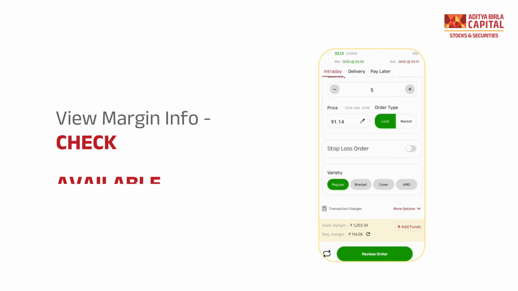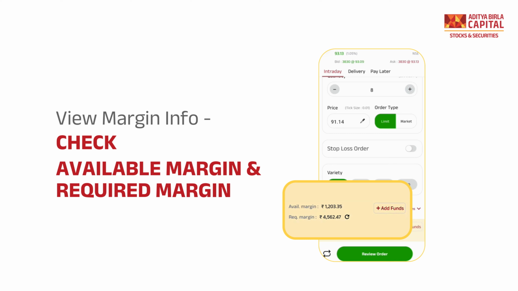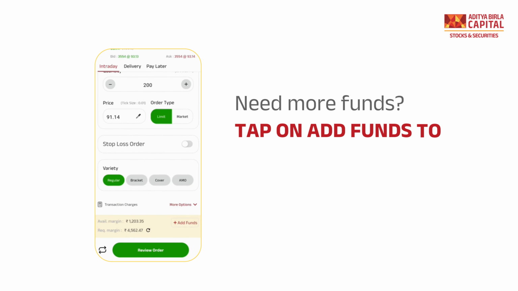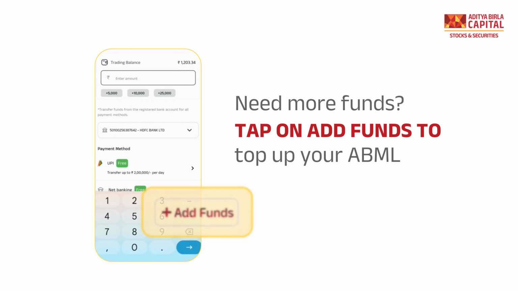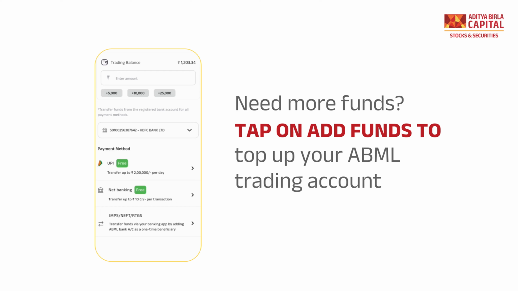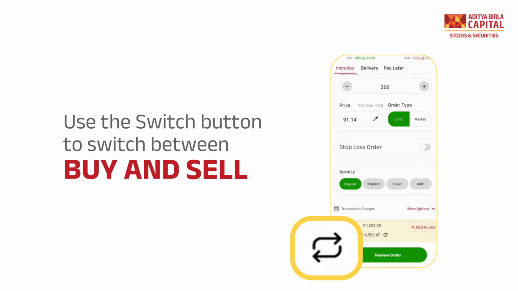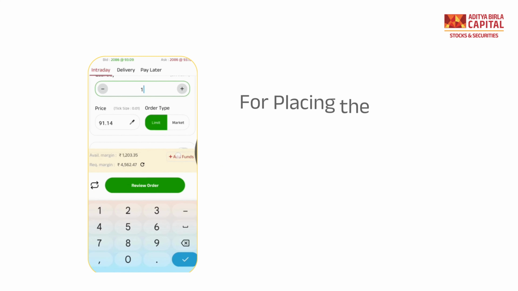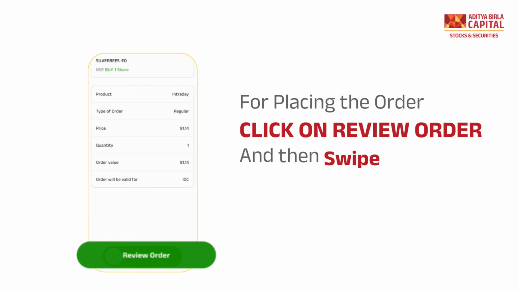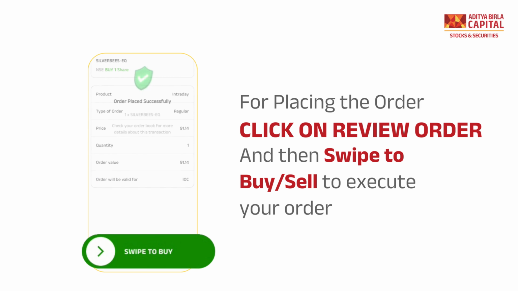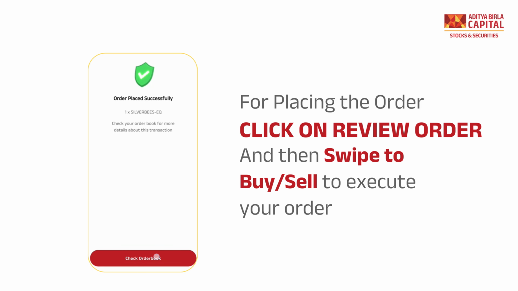Want to check your buying power? Tap Margin Info to see both your available margin and required margin. Need to top up? Tap Add Funds to instantly fund your ABML trading account. Use the Switch button to toggle between buy and sell. Once you're done, tap Review Order, then swipe to buy or sell to place your order.